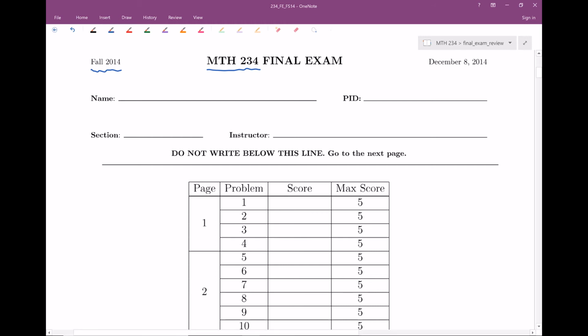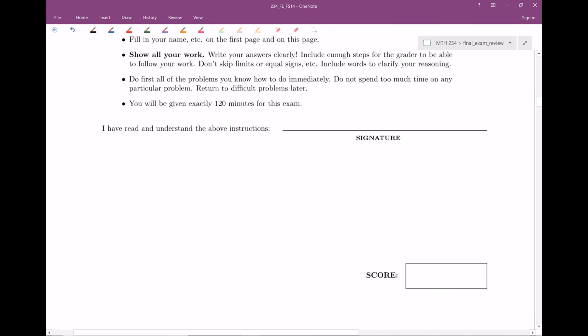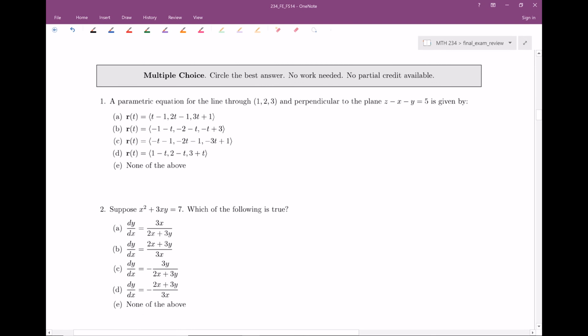Alright, so let's get to it. I'm going to do the first page of multiple choice problems in this video. So let's skim through all of these header pages, and here is our first page of multiple choice. A parametric equation for a line through a given point perpendicular to the plane is given by, and we have some choices here.